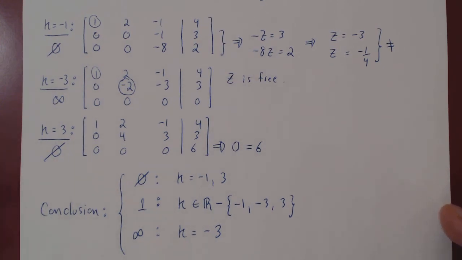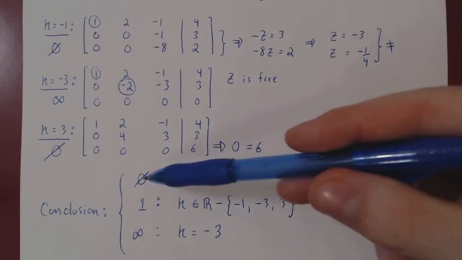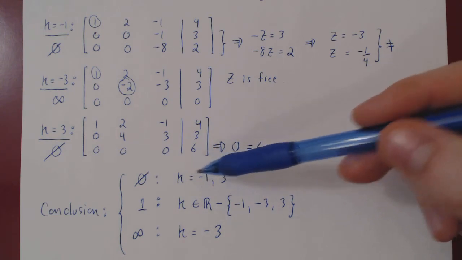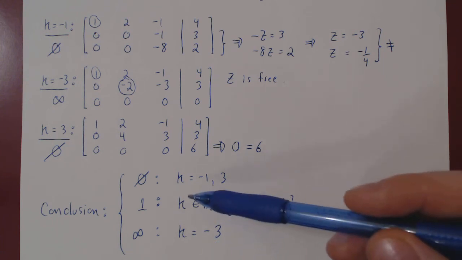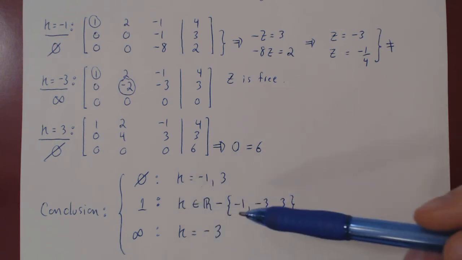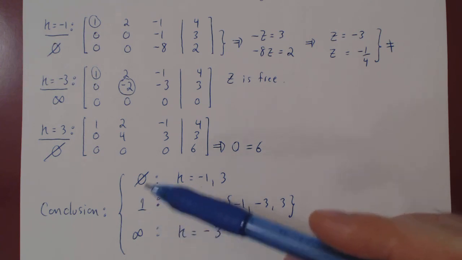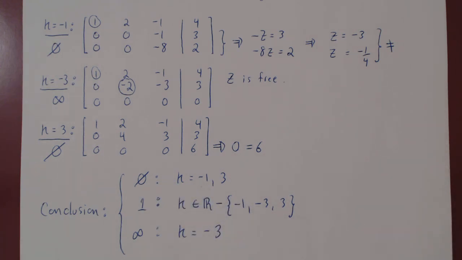So the original linear system has no solution, is inconsistent when k is -1 and 3. The system has an infinite number of solutions when k is -3. And for every other value of k, the linear system has a unique solution. And that's it.